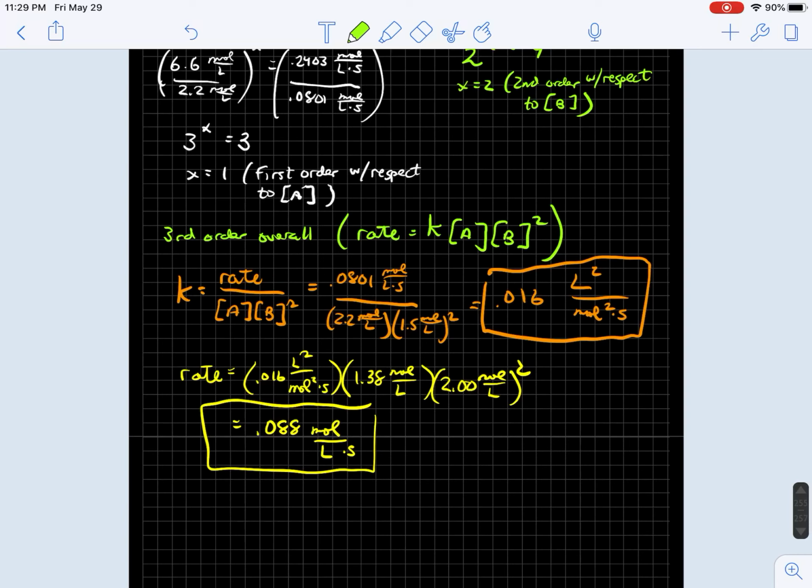We solve for K. Substitute in any of the sets of data, trial 1, trial 2, or trial 3, and we'll get 0.016 liters squared over mole squared seconds. And then we substitute in what they asked us to for A and for B. And we just have to make sure that we square B. Did I do that? Then check 4 times 1.38 times 0.016, and I get, yeah, 0.088 moles per liter seconds. That's differential rate law. Next video, reaction mechanisms and molecularity.